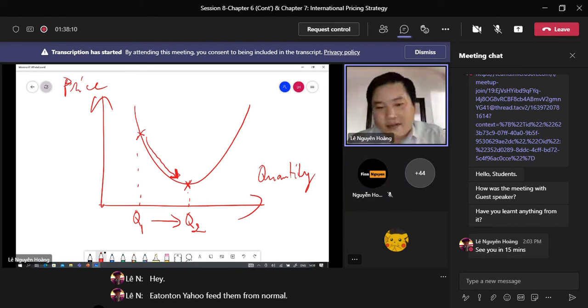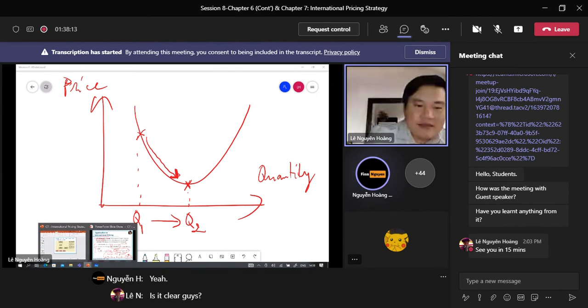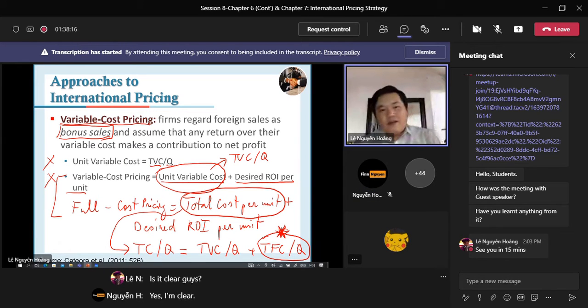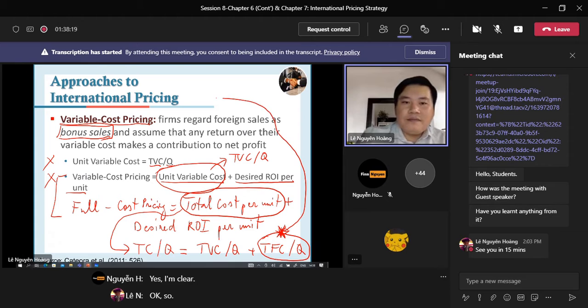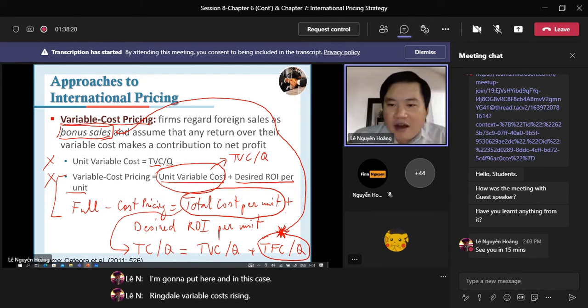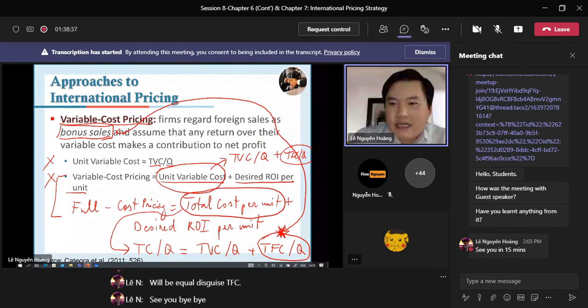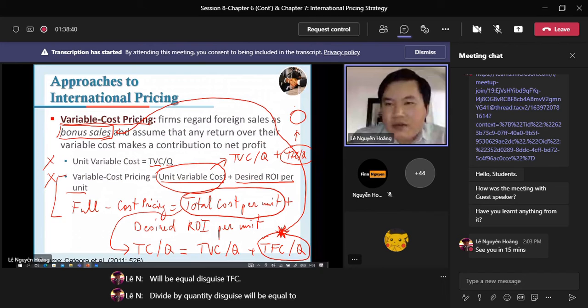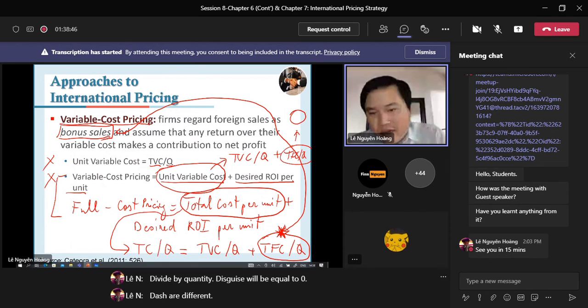Is it clear, guys? Yes, I'm clear. Okay, so I'm going to put it here. And in this case, in the variable cost pricing, unit fixed cost, which is TFC divided by quantity, will be equal to 0. That's the difference. And we can achieve it by leveraging the economy of scale.